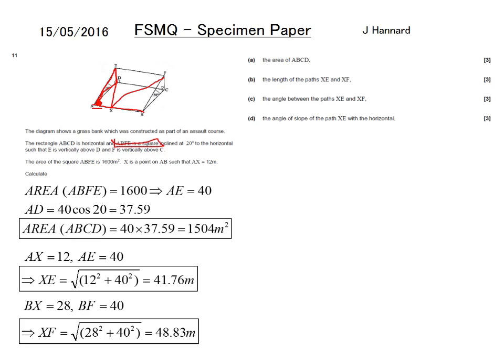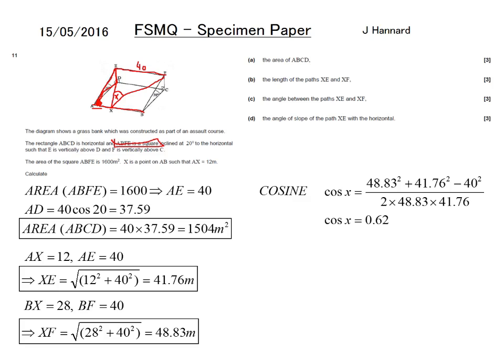Now, we want the angle between the paths XE and XF. Well, that is this angle here. And we know this line up here is going to be 40. So this is a cosine job. So we do that. Angles in a scissor, square them up, minus the opposite side, and over two lots of the sides in the scissor. And you get that. Shift cos that, and you get 51.7 degrees.